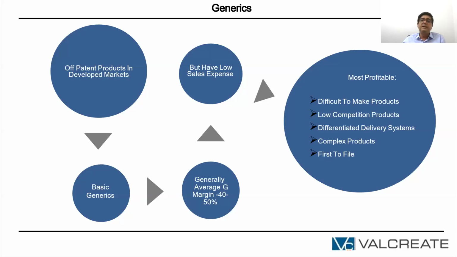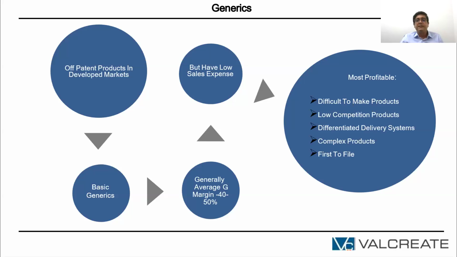What are the most profitable segments in generics? Difficult to make products because they don't stabilize. Low competition products where there is not much competition available today. There could be some large companies who have vacated the industry and they're not interested in smaller products. So these become low competition, and whoever has filed can benefit from that. And this typically is a nature of a developed market where generics sell much more than, say, a smaller market like in India.